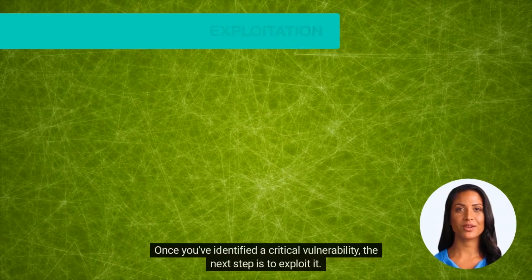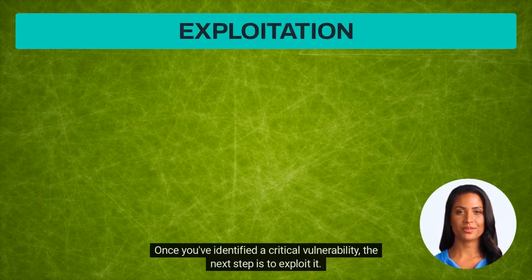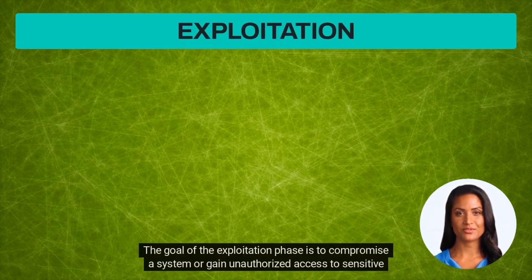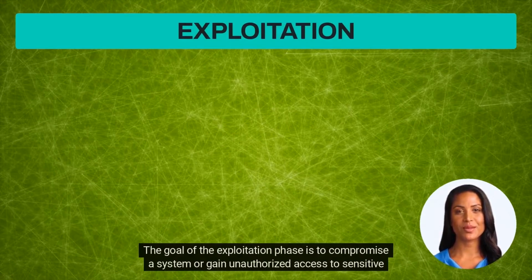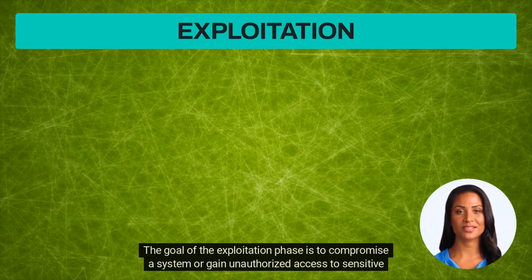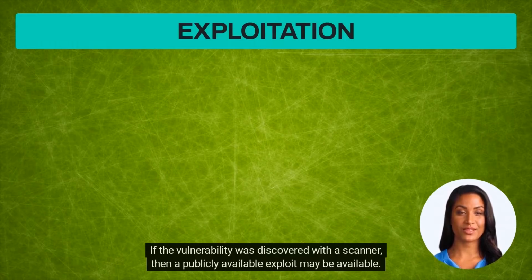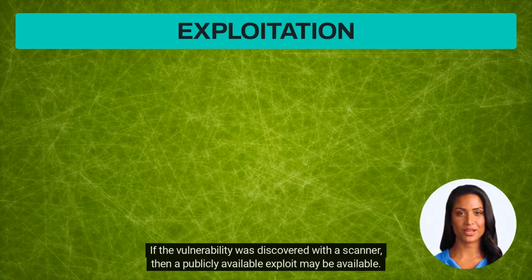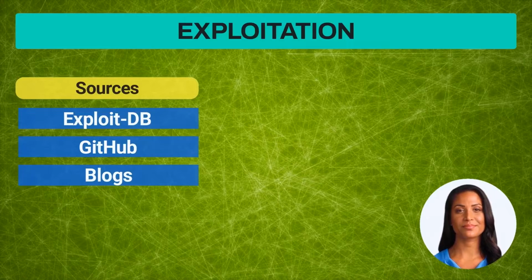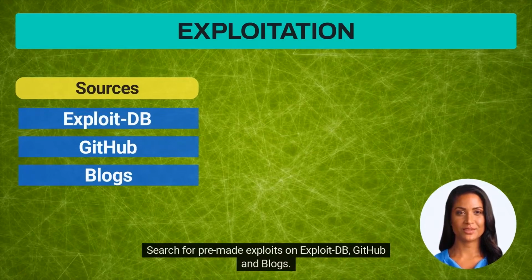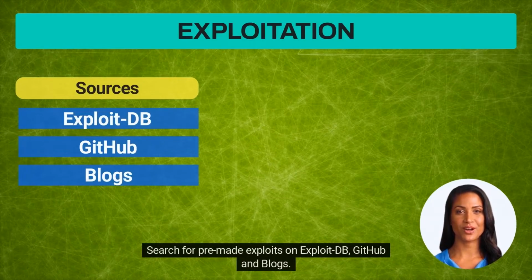Once you've identified a critical vulnerability, the next step is to exploit it. The goal of the exploitation phase is to compromise a system or gain unauthorized access to sensitive data. If the vulnerability was discovered with a scanner, then a publicly available exploit may be available. Search for pre-made exploits on ExploitDB, GitHub, and blogs.